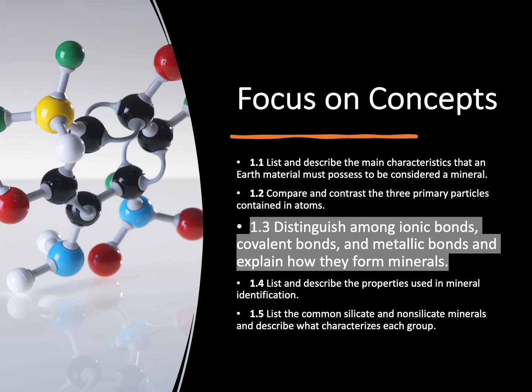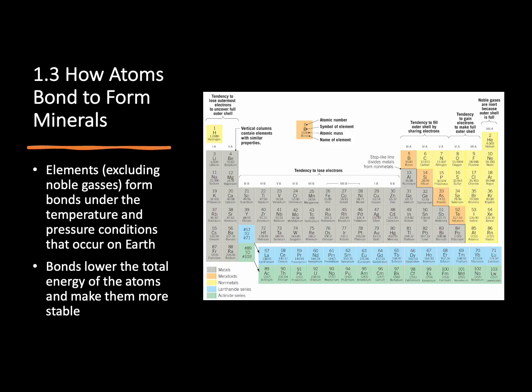In this video, we're going to focus on the three different kinds of chemical bonds and how they form different types of minerals on our planet. So generally, we have multiple elements combining together and forming chemical compounds. And in doing so, they're bonding together through chemical bonds. And by doing so, it lowers the total energy that the atom needs, and it makes them more stable overall.